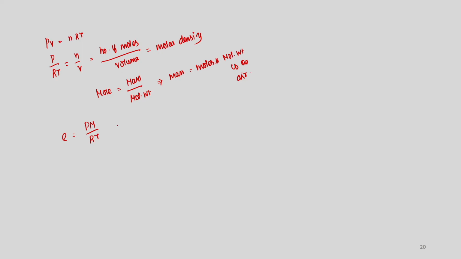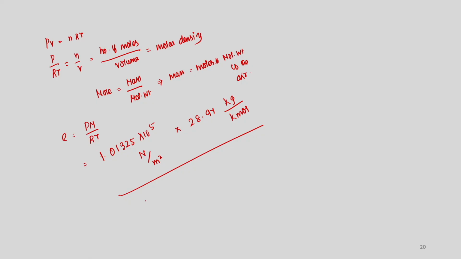And another thing here is that P is given. P is 1.01325 into 10 to the power of 5 Pascal, which is nothing but Newton per meter square, into m, that is 28.97. The unit is kg upon kilo mole. R, if I substitute, is 8.314 kilojoules per kilo mole Kelvin. For T, I substitute 288 Kelvin.